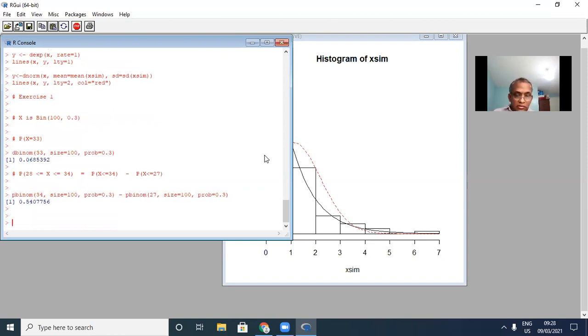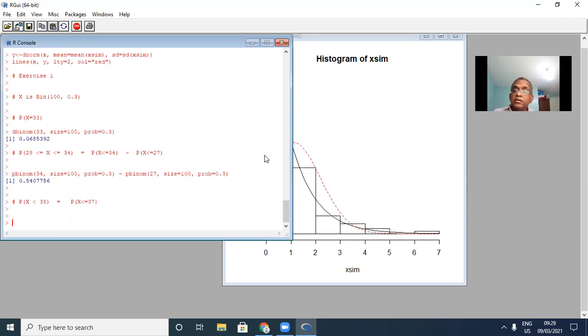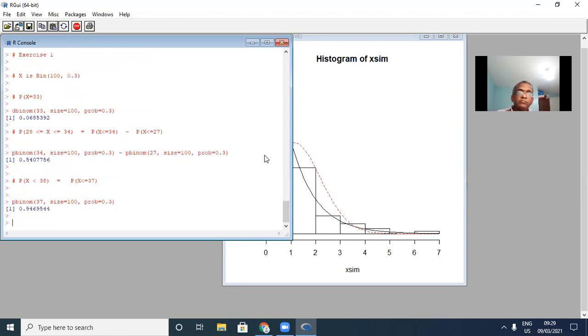All right, next, you want the probability that x is less than 38. Now if x is less than 38, that's the same as saying that x is less than or equal to 37, right? Because x can only take integer values. So this you can compute using pbinom at 37, size equal to 100, probability equal to 0.3. All right, so this completes part 1 of question 1.